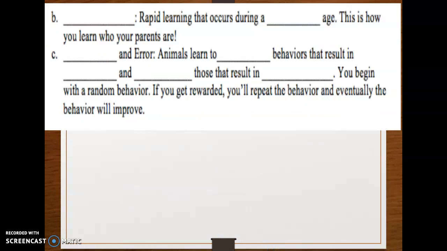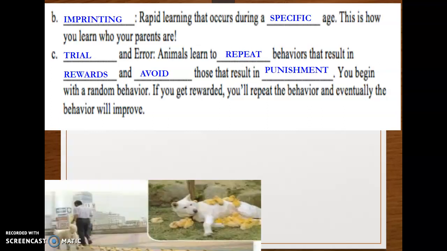Let's take a look at the next set of behaviors. The first one is going to be called imprinting, which is just basically how you know who your parents are. This is going to be rapid learning that occurs during a specific age, and if animals have a parent there, even though it's not the one who birthed them, if they think that that's the parent, that's who they're going to follow.